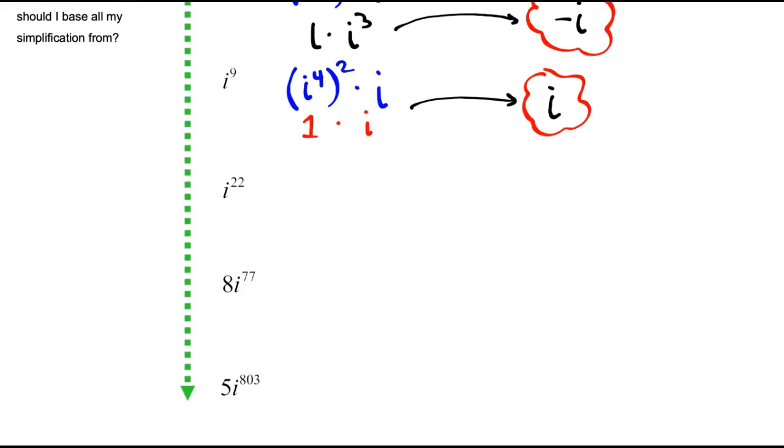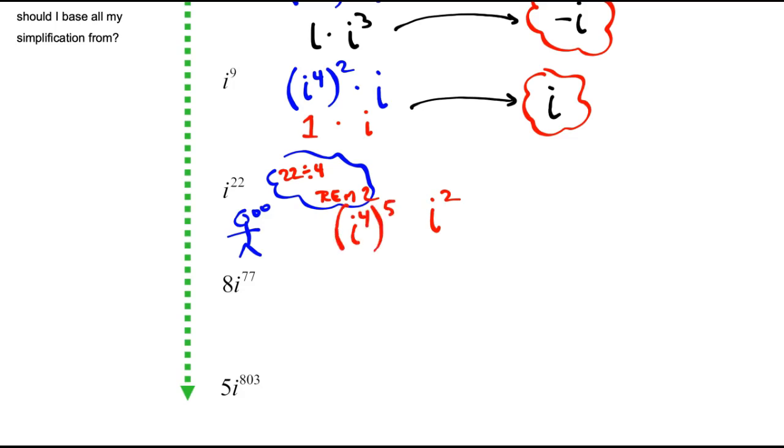So how many 4's go into 22? Here's what I'm thinking. I'm really thinking 22 divided by 4, what's the remainder? The remainder is 2. So now I know that that's the same as i squared. Why is it the same as i squared? Because technically it's i to the fourth to the fifth, that's the 20 i's, and then you have the 2 left over. So what is i squared the same as? Negative 1. So i to the 22nd is the same as negative 1.